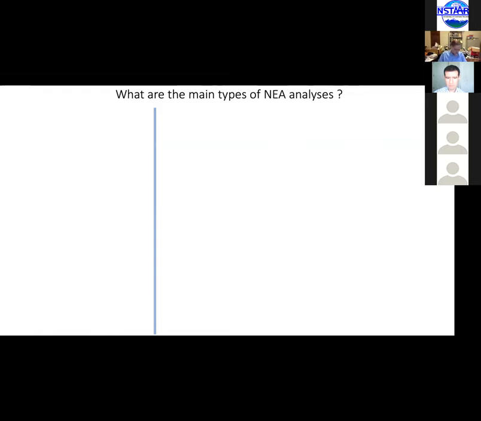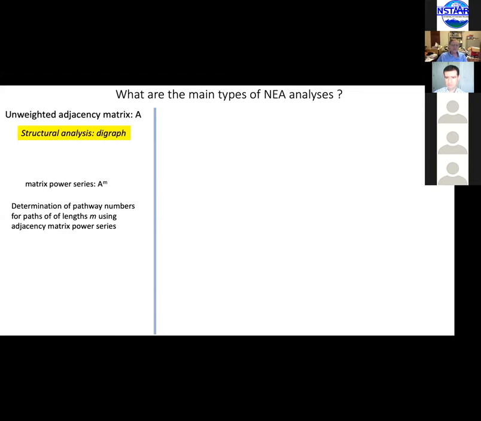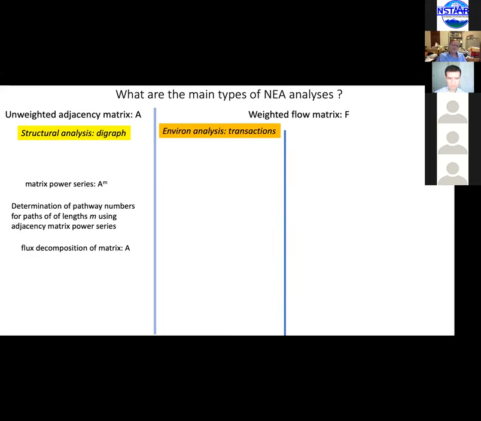So here I'm going to give you an overview of the kind of analysis, and then I'm going to give you a couple of examples that I'm going to go through fairly quickly. I'm only going to give you some highlights of the analysis, because this analysis produces a lot of output, and you have to focus on a few things to actually make sure you get an idea of what's going on. So we already talked about the matrix power series, pathway numbers. Flux decomposition is something that Janir has developed with Econet that we'll talk about that also uses the unweighted adjacency matrix. Now, the weighted flow adjacency matrix, we have the transactions, and we have the through flow matrix, the N matrix here we talked about, and I mentioned compartment-wise and system-wide measures.